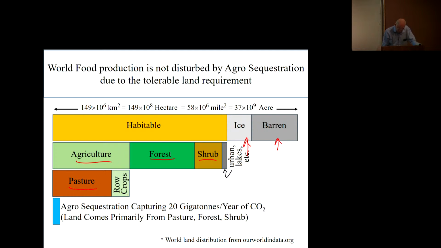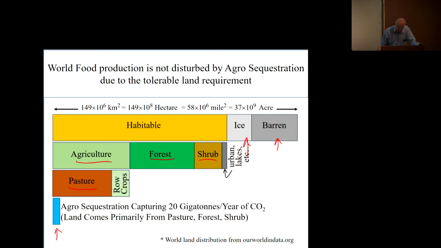Most of it is used for pasture. Only 11% of the Earth's surface is used for row crops, which is kind of interesting. And what is the land needed to pull the carbon dioxide out of the air? So the land is represented by this blue rectangle. So it's a fraction of the agricultural lands.